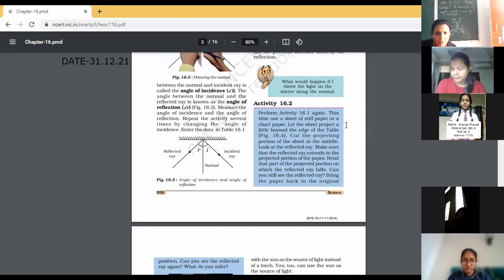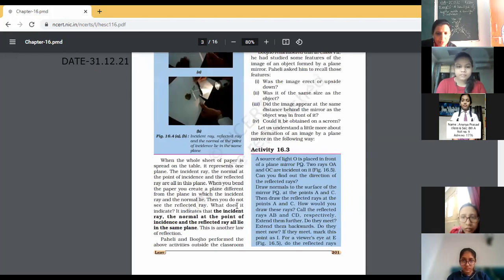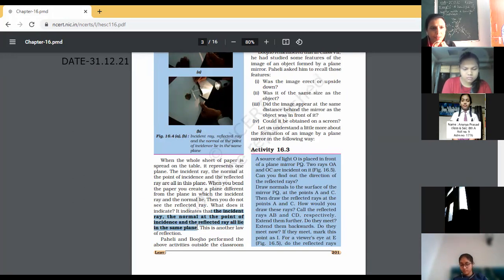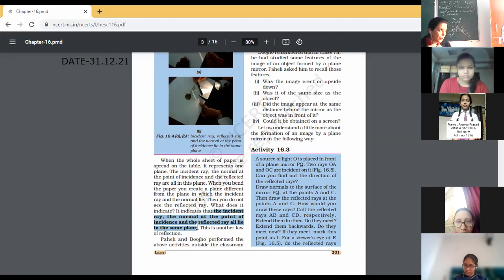Next, here it is written the second law. The incident ray, the normal at the point of incidence and the reflected ray all lie in the same plane. Kindly underline it. This is another law of reflection. So here we are going to discuss the two laws of reflection, first and second laws of reflection.